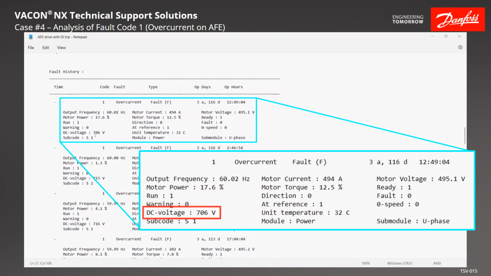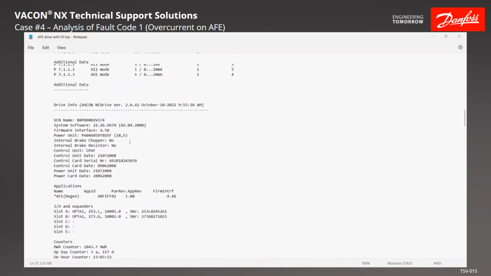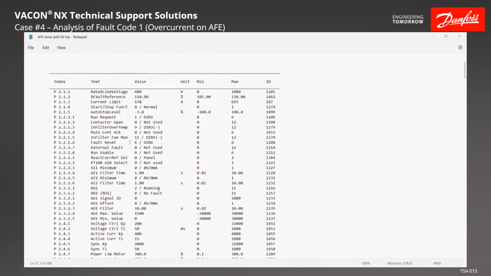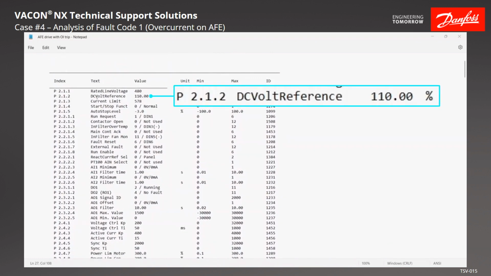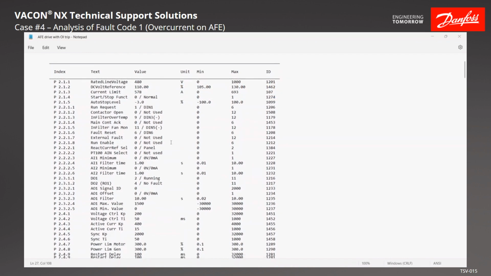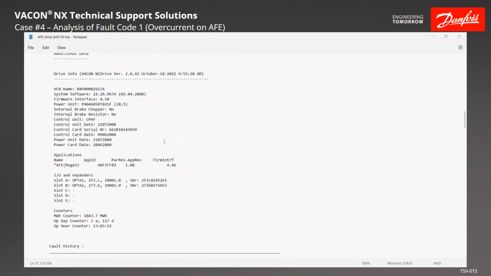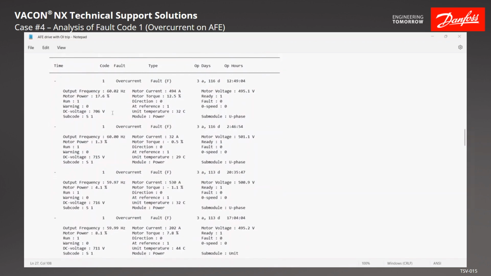DC bus voltage, if the drive is running, is going to be a little bit higher than what your normal voltage will support on the input, because you normally have the drive set for a certain amount of boost. This one is set for 110%, so that means we're going to boost the incoming rated voltage by 10%. So we're going to try and regulate the DC bus to that. So when it's running, the DC bus will be a bit higher.